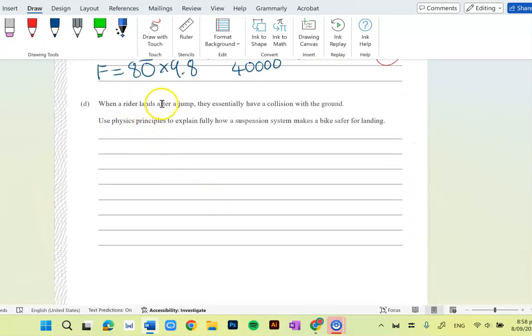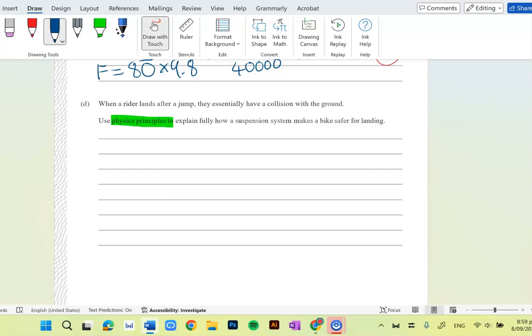When a rider lands after a jump, they essentially have a collision with the ground. Use physics principles to explain fully how a suspension system makes a bike safer for landing. These types of questions pop up a lot. Every paper I've done, I've pretty much seen the same sort of explanation, just in a different context.